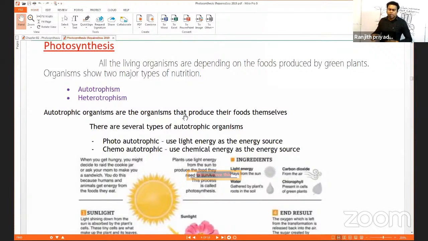Next type, chemoautotropism or chemoautotrophs or chemoautotropic organisms.